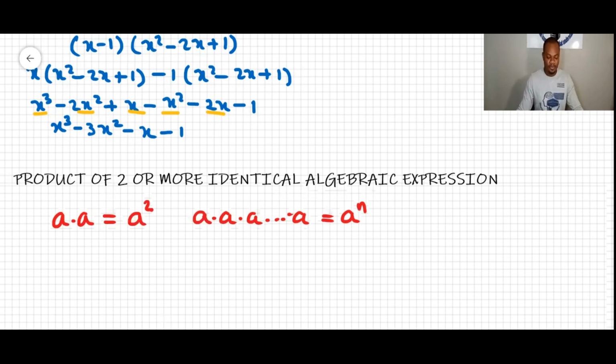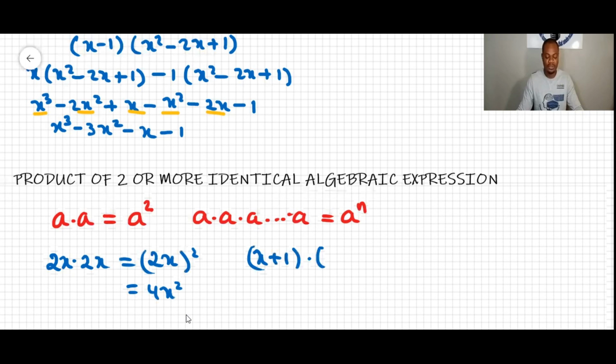For example, let's say the expression is 2x, times 2x. This is 2x to the power of 2. And this can be simplified by saying 4x squared. Or the expression is x plus 1 times x plus 1. This is also called (x plus 1) to the power of 2.